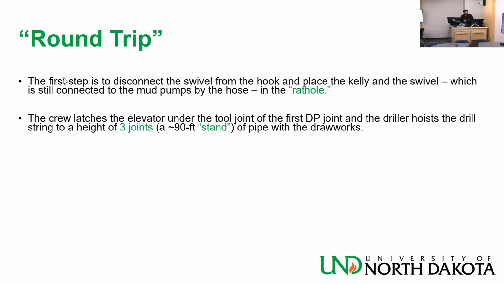The crew latches the elevator under the tool joint of the first drill pipe joint, and the driller hoists the drill string to a height of 3 joints of pipe with the drawworks. That's about the stand. That's as high as you can go, basically. And you have to have the derrick man on the derrick at that stage, because he will handle the top of the drill pipe.